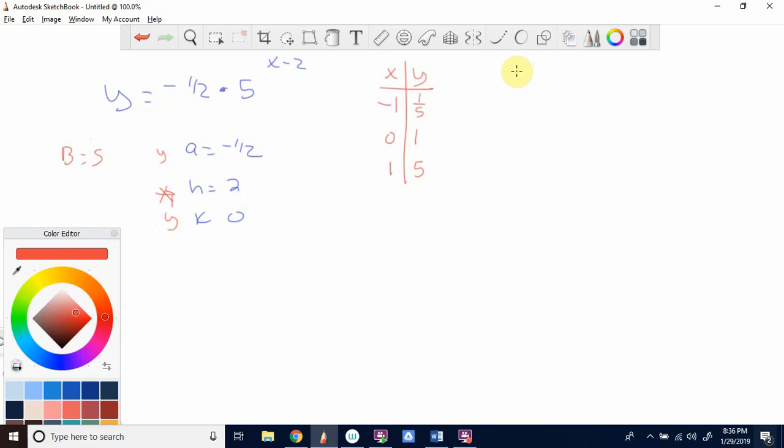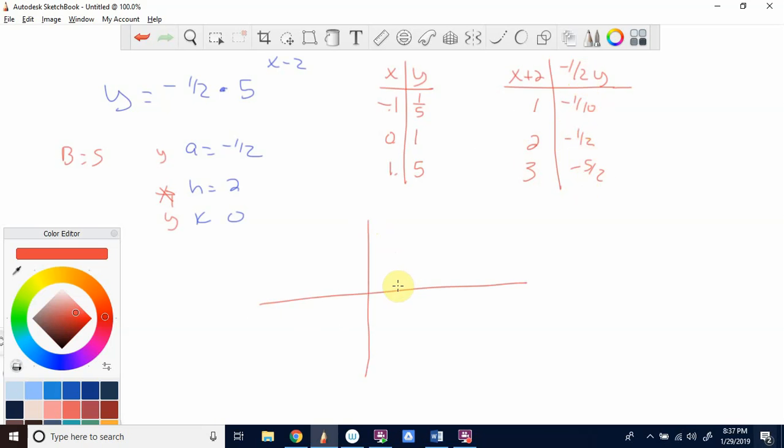Yes? So I'm going to do x plus 2, and then I'm going to do negative 1/2 y plus 0 or just negative 1/2 y. So I'm going to put this into this formula. So that's going to be 1. 0 plus 2 is 2. 1 plus 2 is 3. Then we're going to put 1/5 into here. So we're going to get negative 1/10, negative 1/2, and negative 5/2, because 5 times negative 1/2 is negative 5/2.